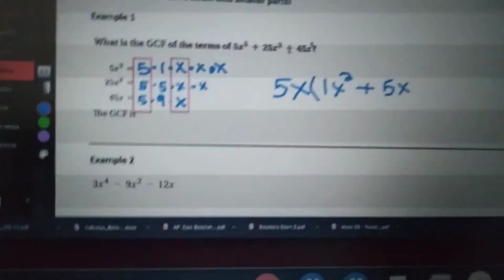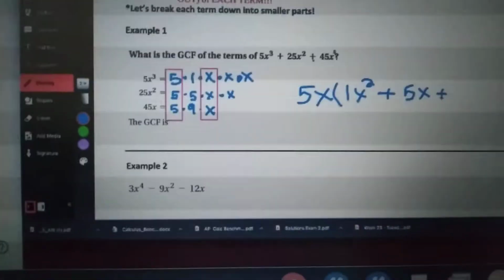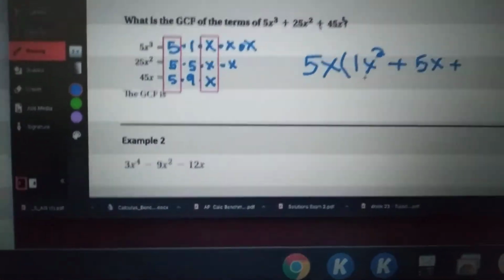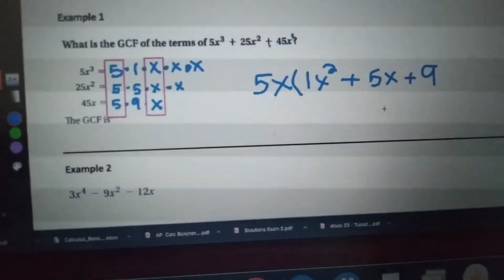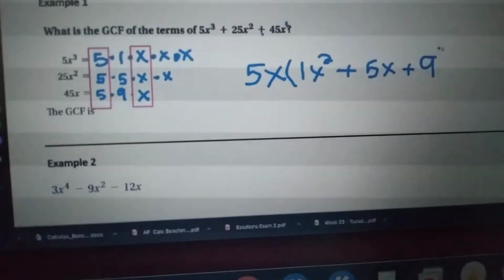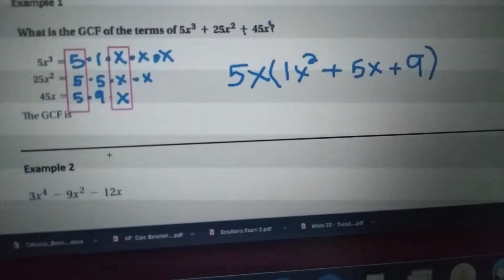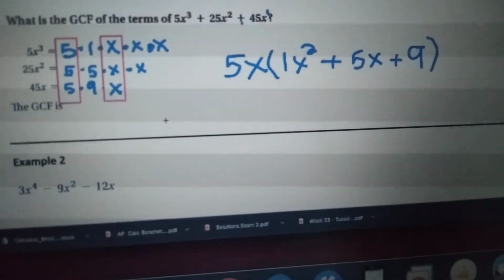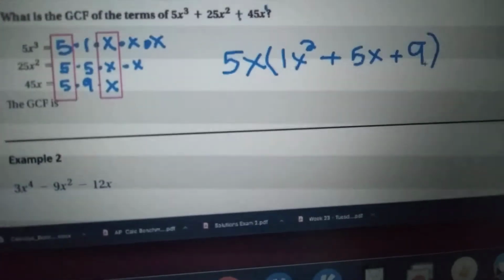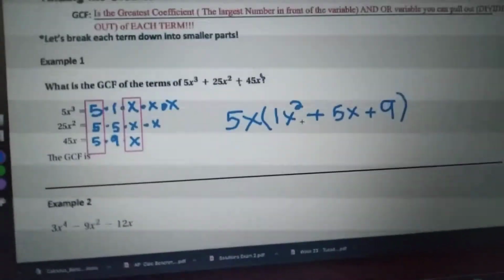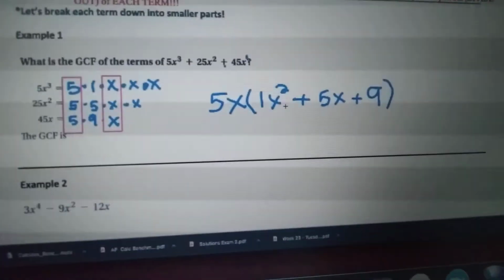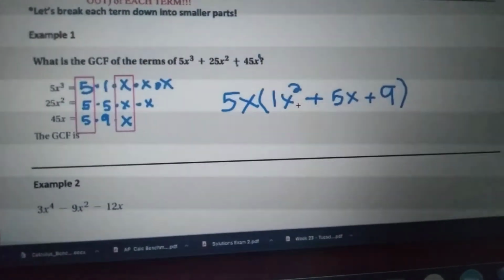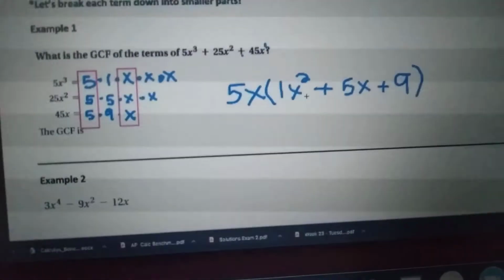5x. And then it's a plus again. So I'm going to say plus. And then I look. I've got a 9. And then no more x's. So I am done. Does everybody understand? Who is confused about how I got all of the parts? Anyone confused? Who is lost going, I don't understand at all about what the GCF is?